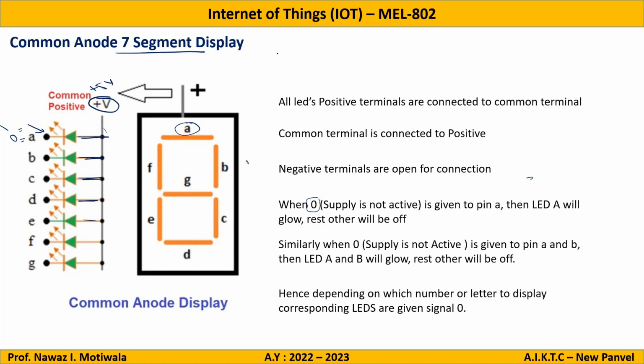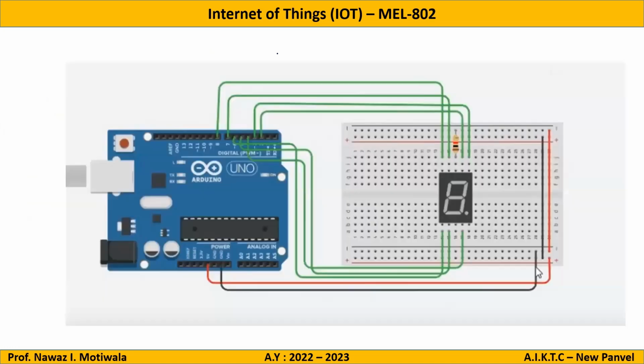Now let us start with the programming part. So here is a circuit diagram. Let us start with the program to display 0 to 9 on a 7-segment display. I am using common cathode configuration. You can also use common anode configuration.